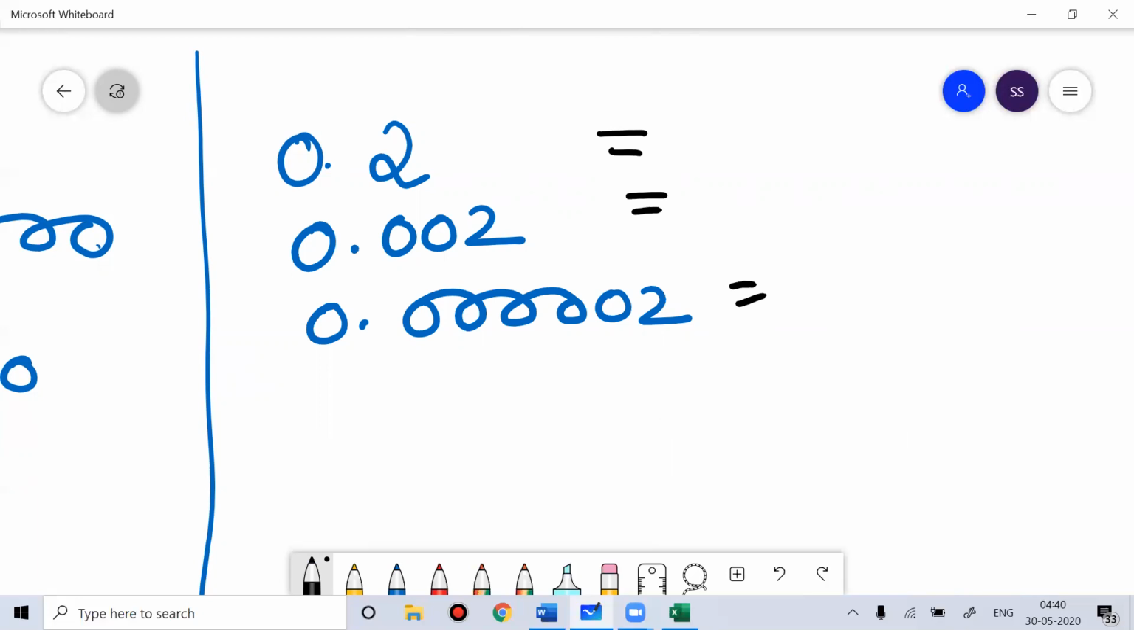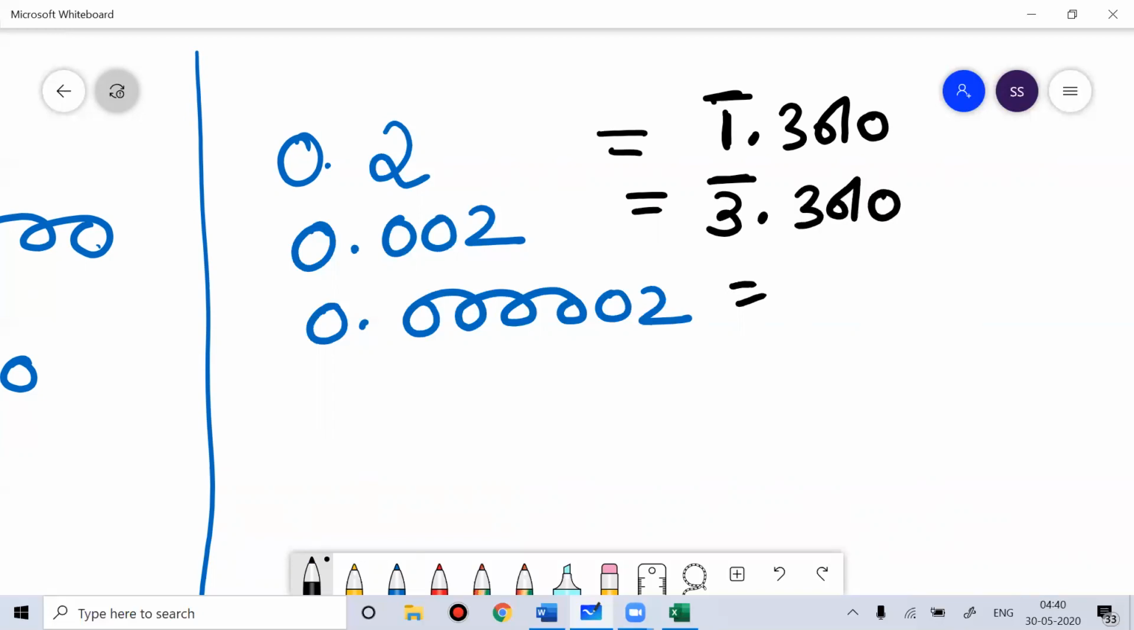So count the number of zeros between the decimal and the first significant digit. Okay, and then whatever value you get, add 1 to that, and the negative of that would be your answer. So here the characteristic would be 1 bar 0.3010. Here the characteristic would be 3 bar 0.3010. Here the characteristic would be 6 bar 0.3010.